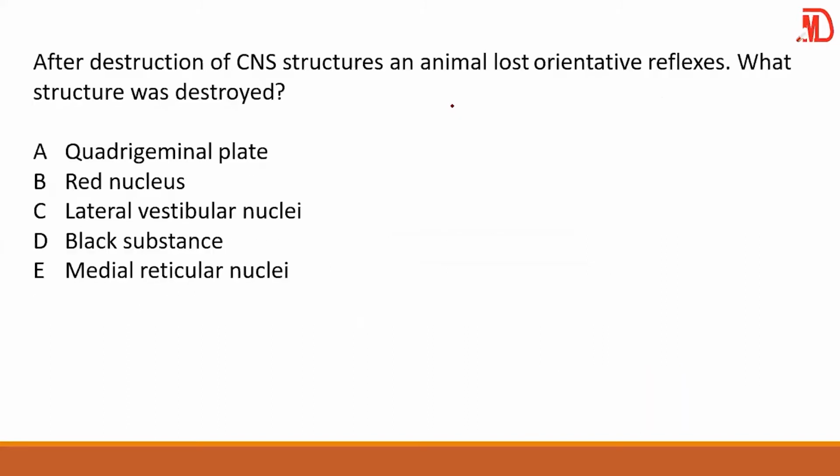Guys, we've already done this. After destruction of the CNS structures, an animal lost orientative reflexes. Orientative. So what structure is disturbed? Of course, quadrigeminal plates, or colliculi bodies. Great. So your answer is A. No need for further explanation. It's A.